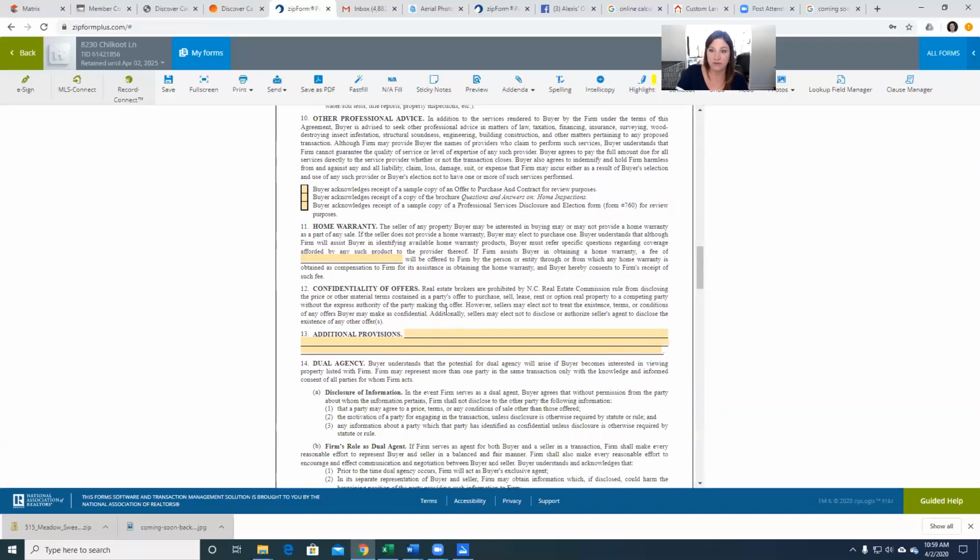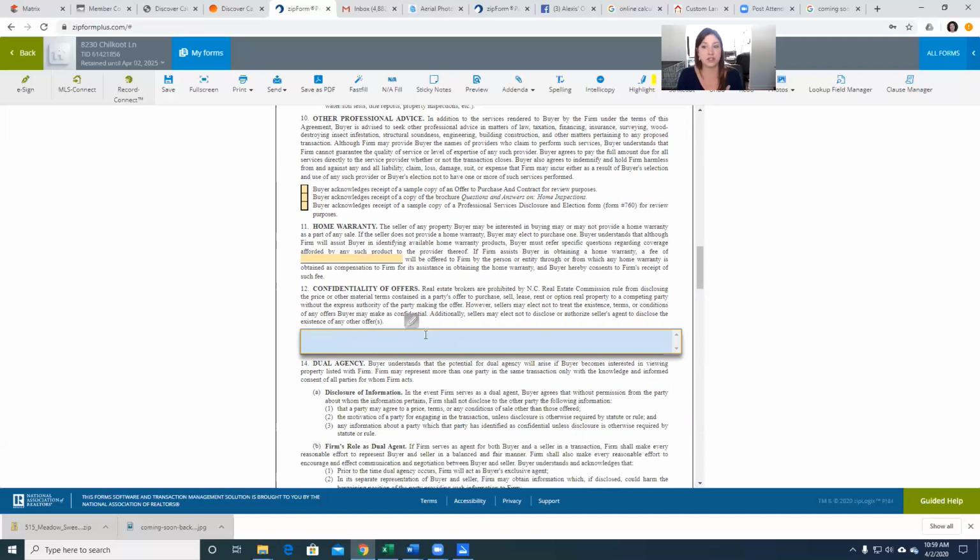We have to keep confidential the price and the other material items that we're offering to the sellers, and that means our other buyers as well. So what that means for you as a buyer is if we're in a multiple offer situation, the listing agent cannot tell us what the other offers are. So then we're going to use my expertise with negotiating to put in the best offer for you to get the house if you decide that's what you want to do.